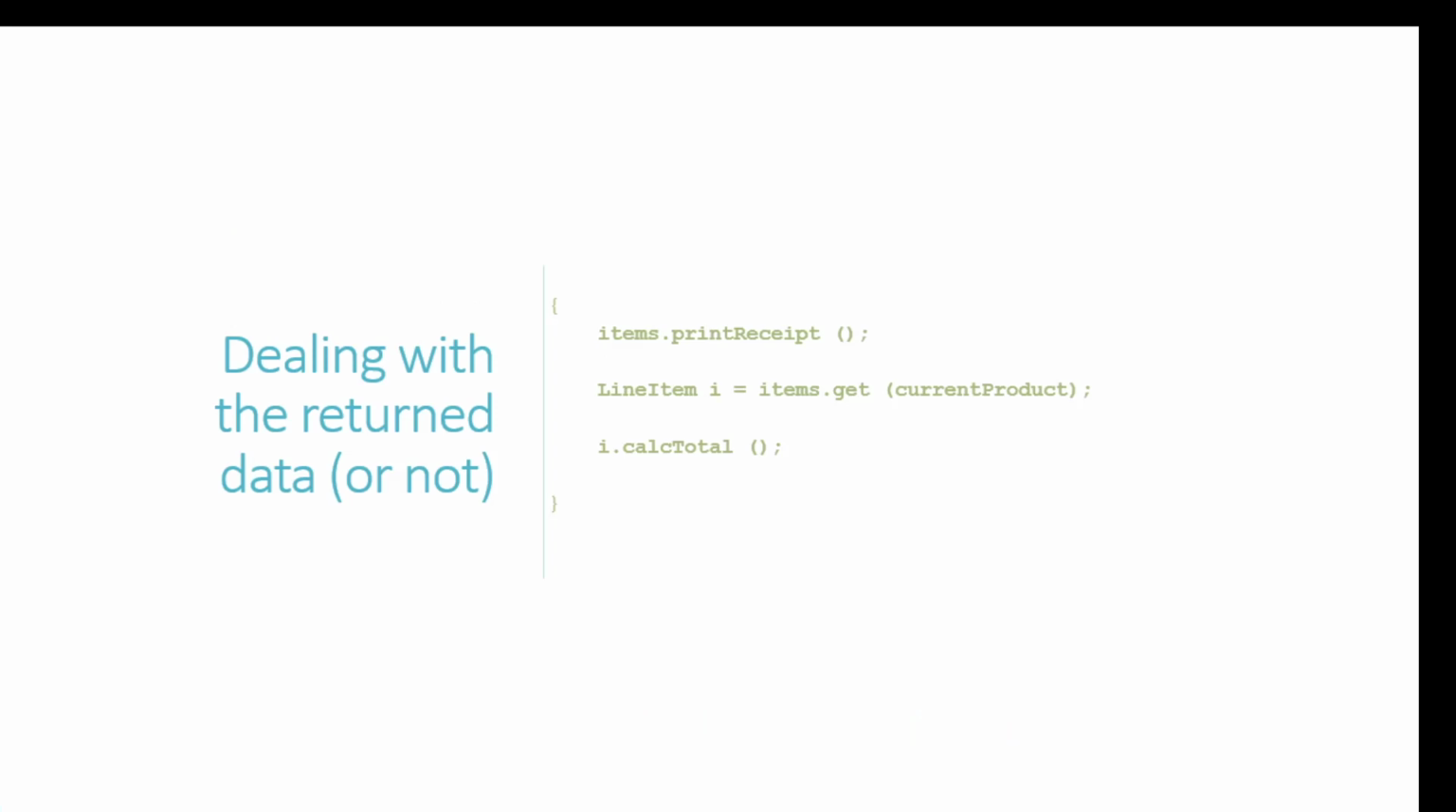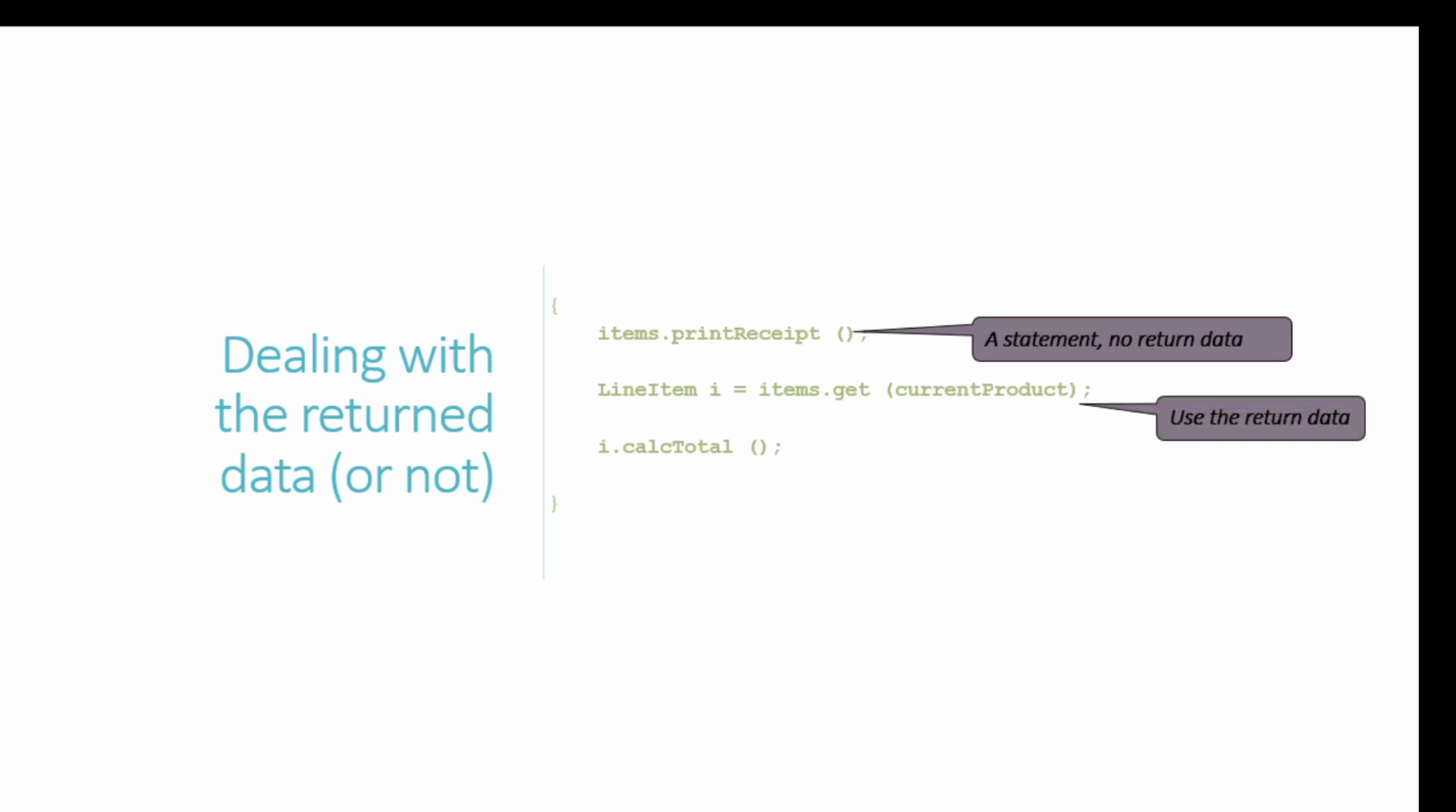All right, so as far as the caller goes, I can choose to deal with the return or not. The first example, print receipt, has no return data. I can't assign that to a variable or anything like that. It just returns void. So I can't say x is equal to items.printReceipt, because it doesn't return anything. I can say, if it returns something, lineItem i is equal to items.get. I should do that, but I can also ignore it. I can ask it to total and do nothing with the return as a result. That isn't allowed in every language, but Java is okay with you doing nothing with the return value.